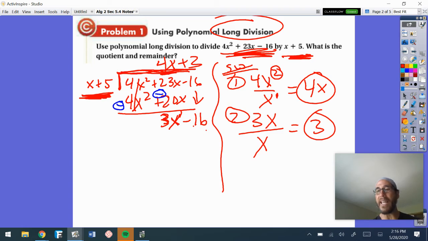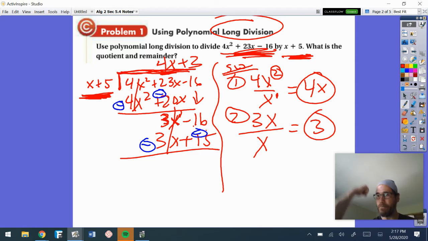And then I take that answer, which was 3, and I multiply it by the divisor, and 3 times x is 3x. 3 times 5 is 15. And then remember, it's important to get our remainder, so we're going to subtract or change signs. Oh, sweet. The first guy matches up, so it means I'm doing it right. Negative 16 minus 15, that's a negative 31.